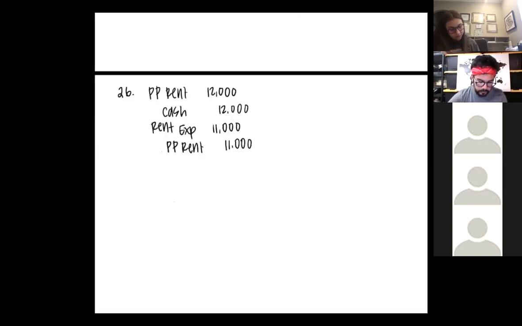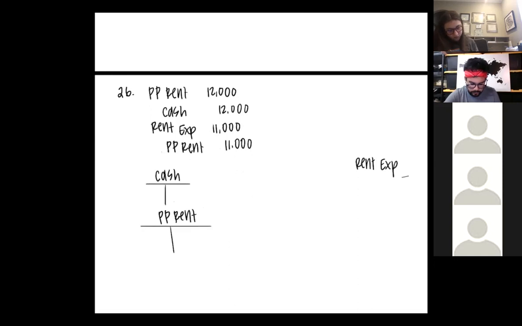So cash, prepaid rent, and then rent expense. So 12,000.